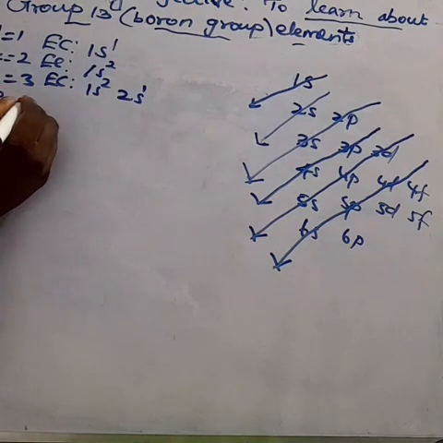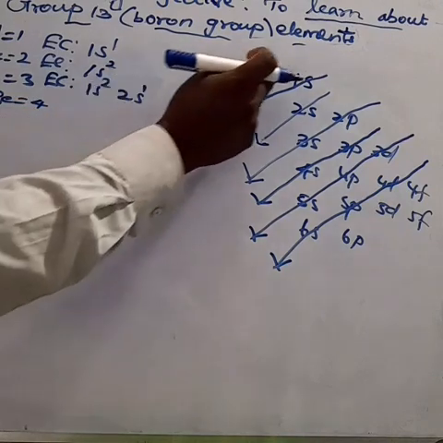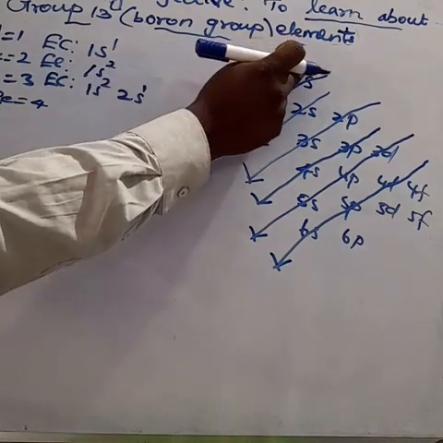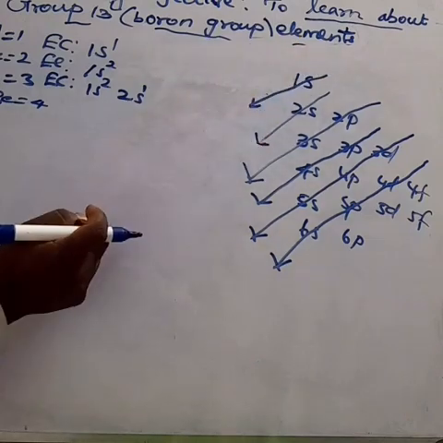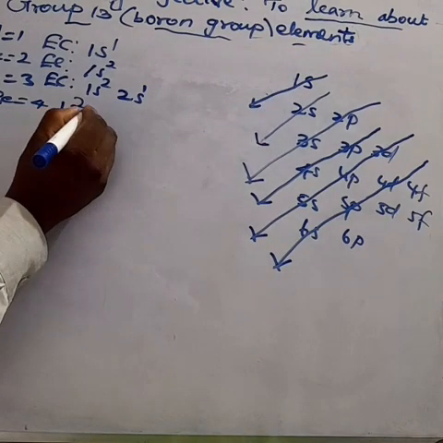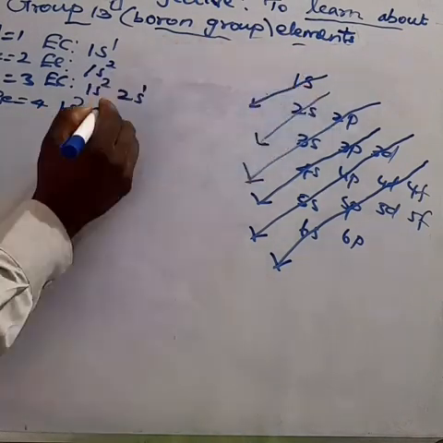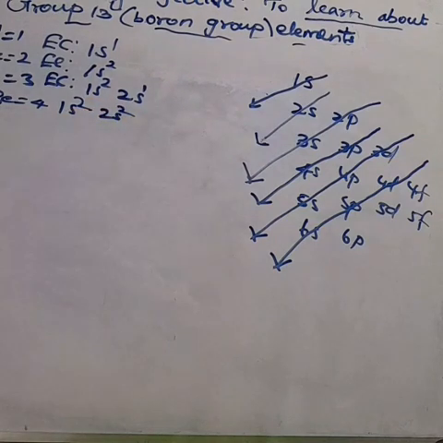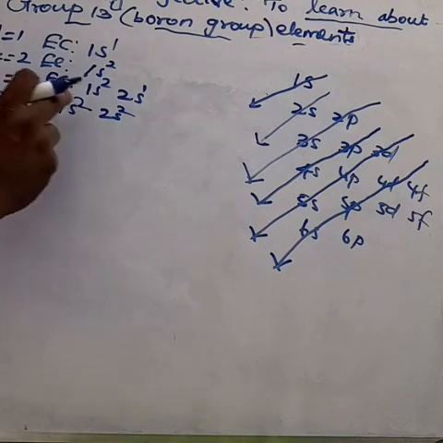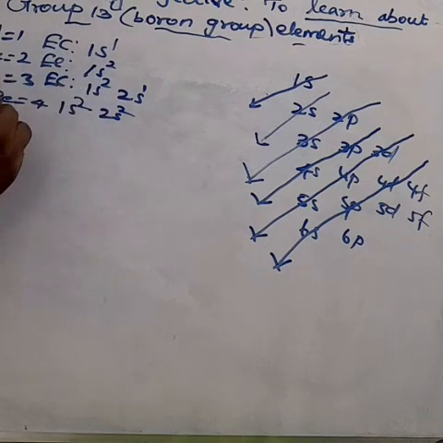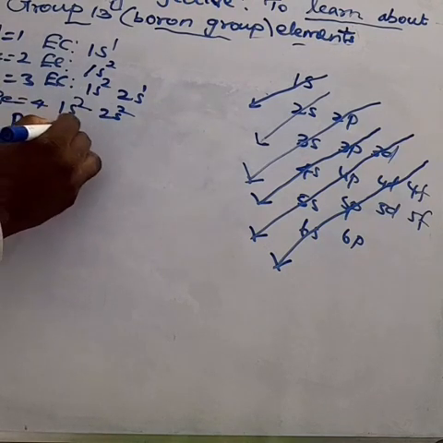What about beryllium, atomic number 4? How will you write beryllium? 1s2, after finishing 1s, jump to the 2s, that is 2s2. Am I right? 1s2, 2s2. So 2 plus 2, how much? 4. 4 is over. Next, boron, atomic number 5.